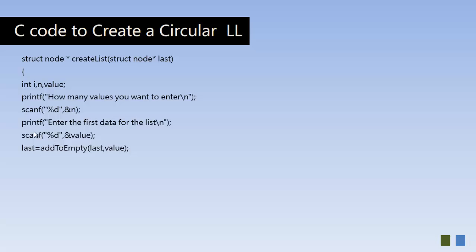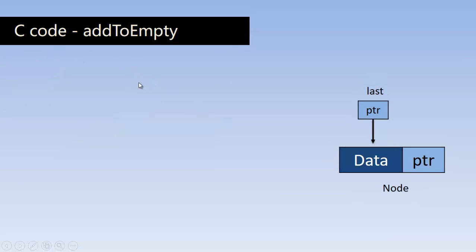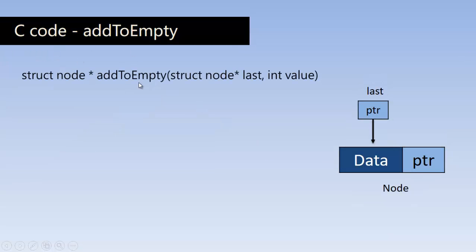Right, so I will pass the last pointer and the value to the function addToEmpty. addToEmpty is a function which creates a node when the list is empty. The list is empty, so I'll pass the last pointer and the value to create a new node. So let's go and check that. So this is the addToEmpty function. Here it is taking the last pointer and the value.